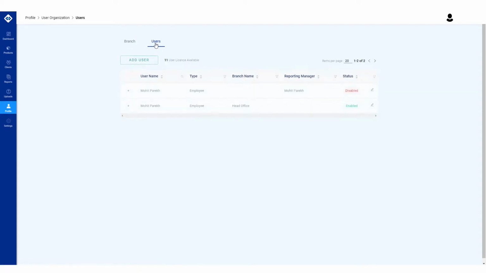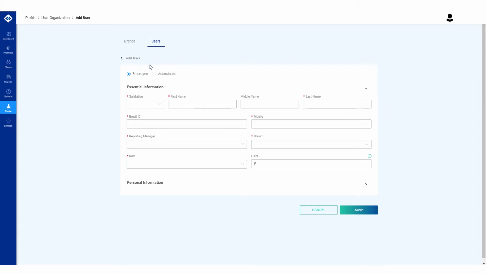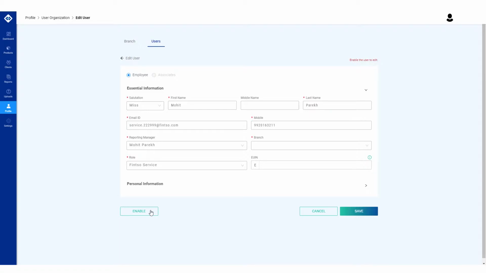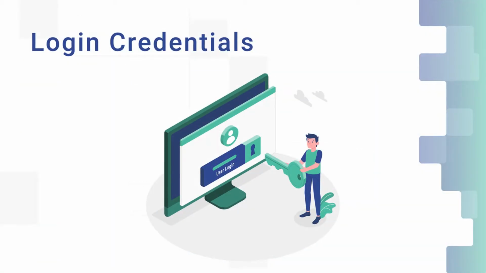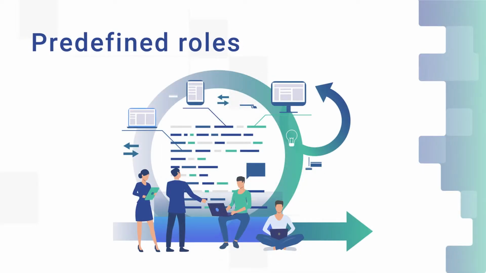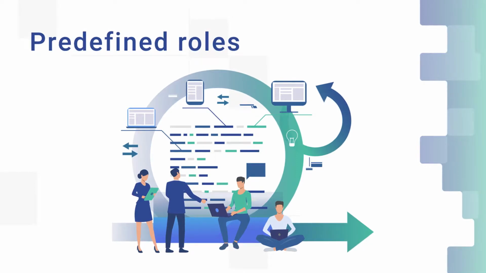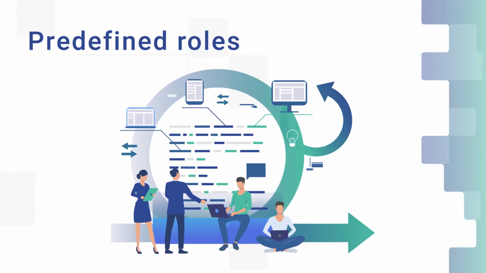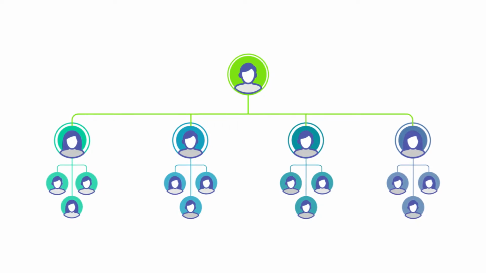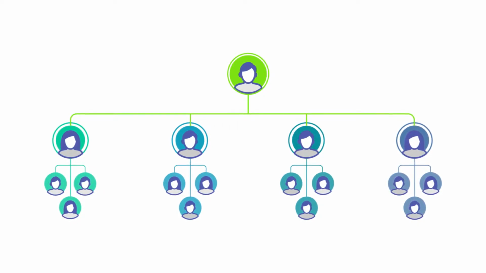Under the Users tab, you may add multiple users either as employee, which is a team member, or as an associate, which is a sub-broker, by capturing their basic information. You may actively enable or disable users based on your subscription limits. The login credentials are sent to each user, giving them access to the system as per the 6 predefined roles, allowing a user to view only his or her data along with data of those below in the hierarchy. You can add branches and users in the future as well, and the platform will adapt to give them access seamlessly.